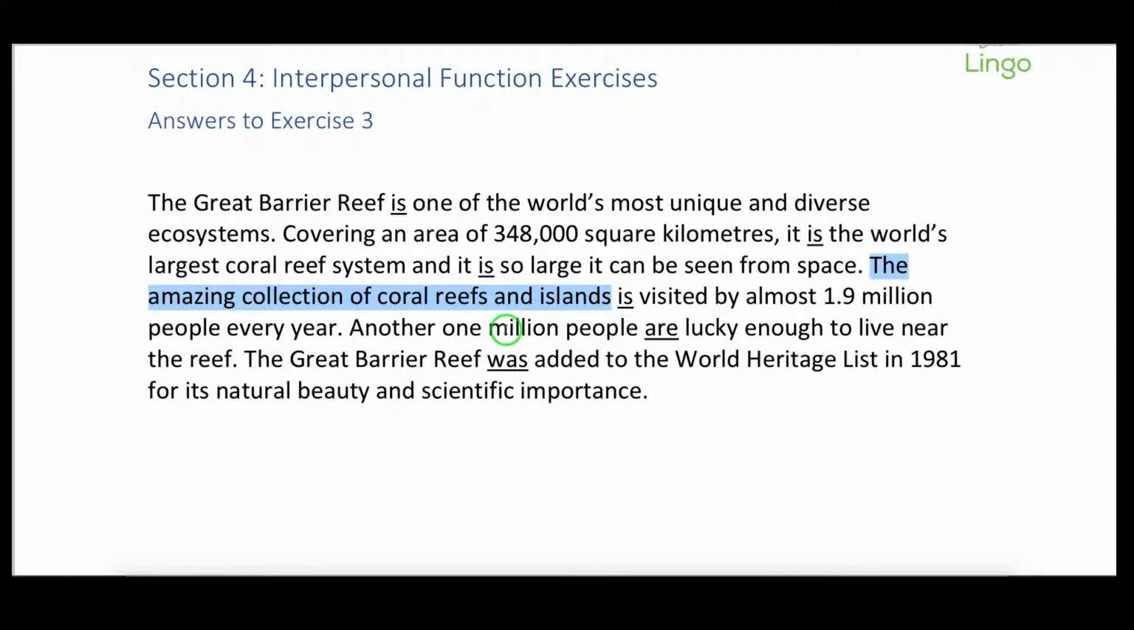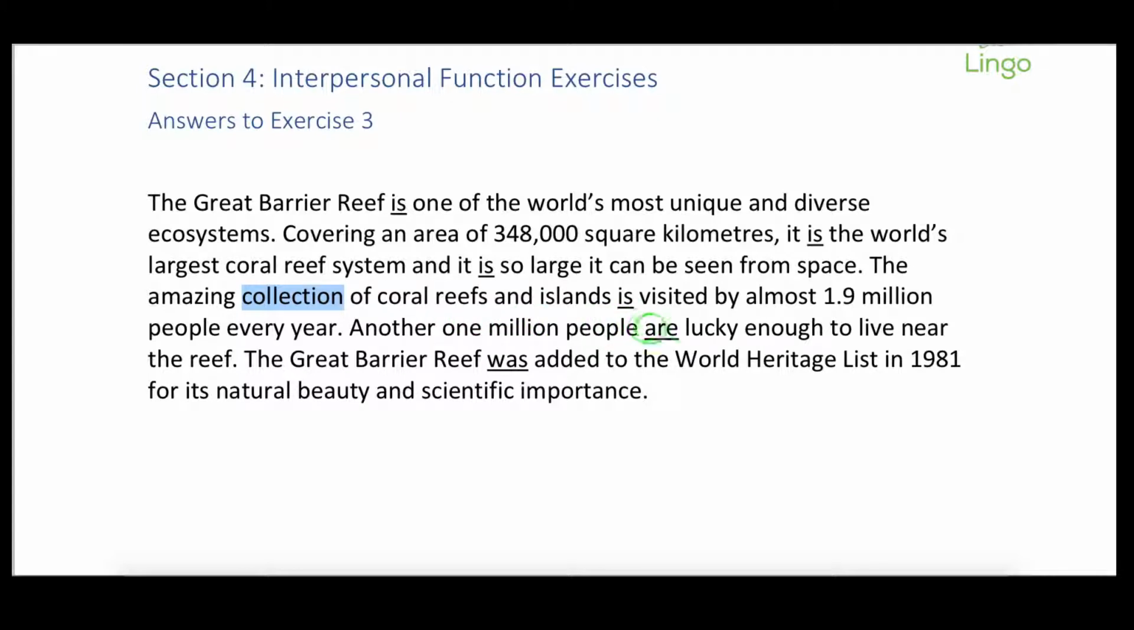And that's because we need to identify the noun group. That's the noun group there. So what's the thing? What's the main noun in that group? Of course, collection. And collection is singular. So the finite verb does not match with reefs and islands. It matches with collection. So this is really where knowledge of subject and finite and nominal groups can help you out a lot.